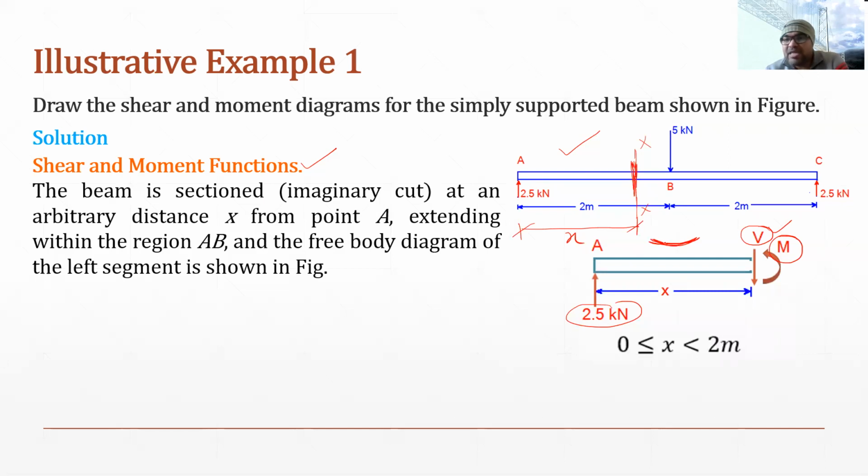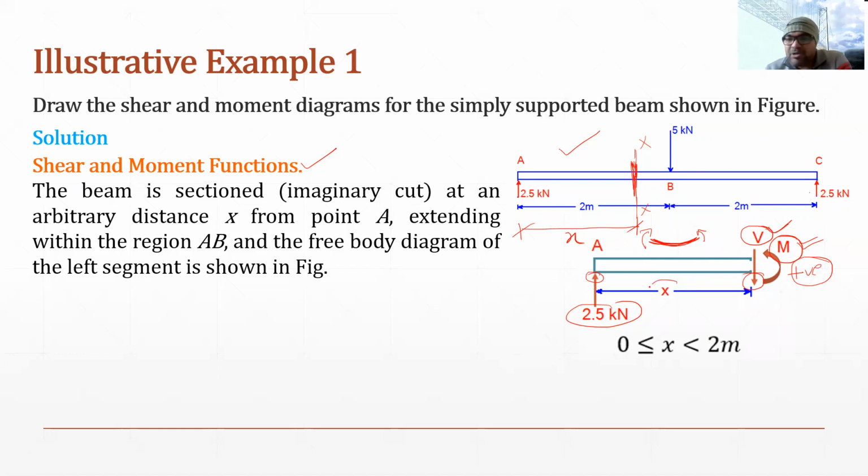This sag will occur only when on the left hand side there is an upward force, and on the right hand side there is a downward vertical force. Similarly, on the left hand side there will be a clockwise moment, and on the right hand side there will be an anti-clockwise moment. That is why here I have shown the anti-clockwise moment and the vertical shear force as downward. So they are considered as positive.